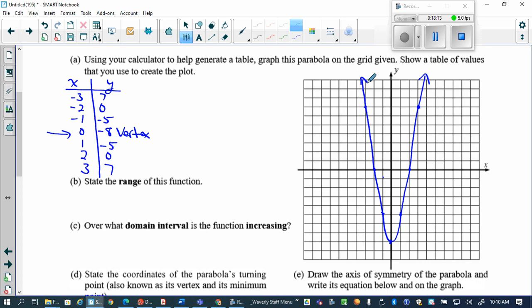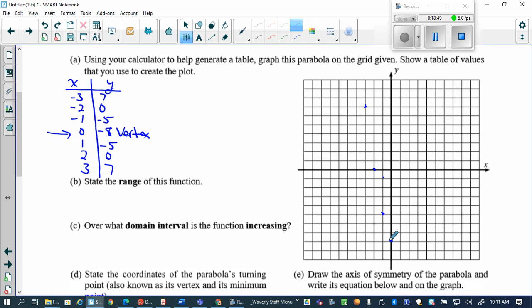Wait, something's not quite right there. What did I do here? Hang on, I'll fix this. It's supposed to be an eraser. I must have miscounted. 3, 7, yep. -3, 7. 2, 0, 1, -5, 0, -8. Oh, I know it.